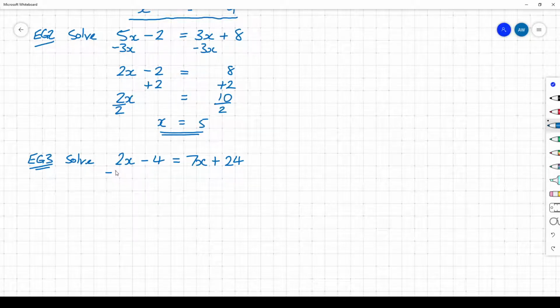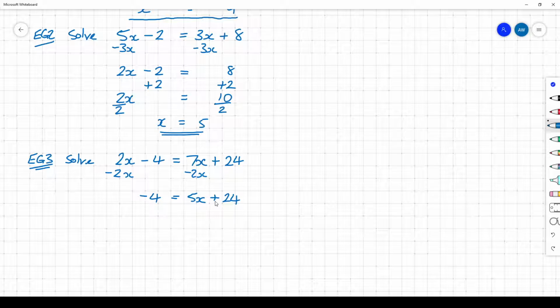I'm going to say minus 2x on that side, minus 2x on that side. That leaves me with minus 4, because 2x take away 2x is nothing, minus 4 is left behind, equals 7x take away 2x is 5x plus 24. So now I have 2 numbers to get rid of. They just happen to be on the right hand side, not the left hand side. Don't worry about it. You just solve it in the same way, except you'll have your x over here rather than over here. And there's nothing wrong with that.